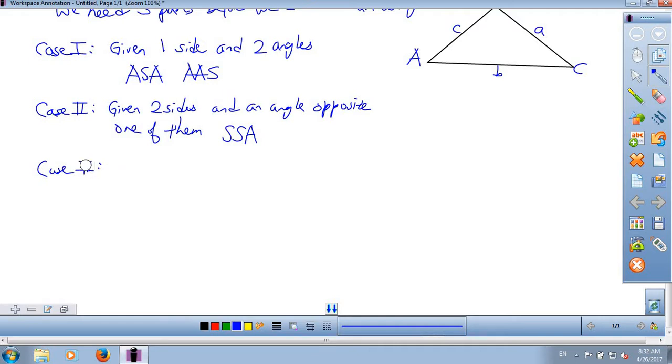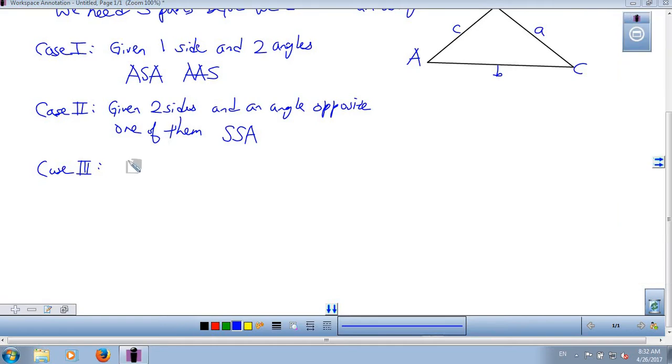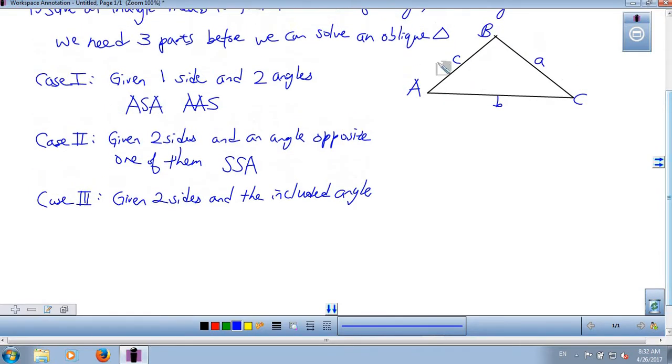Case 3. Now in case 3, we are given two sides and an included angle. That means the angle is in between the two sides. So if I'm given side C, side B, and angle A, that's side angle side. So this is called the side angle side case. Or angle C, side A, side B, that's side angle side.